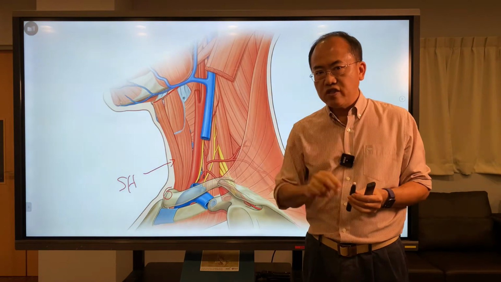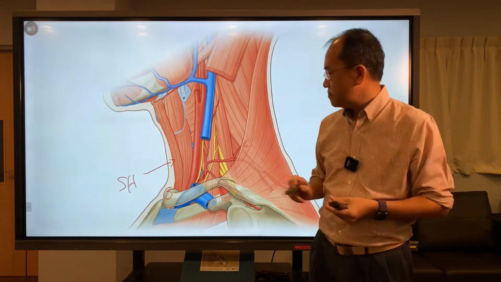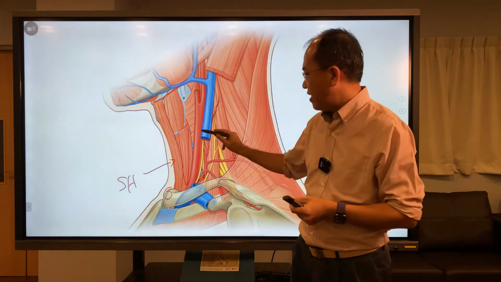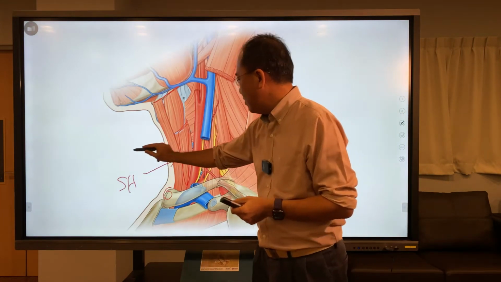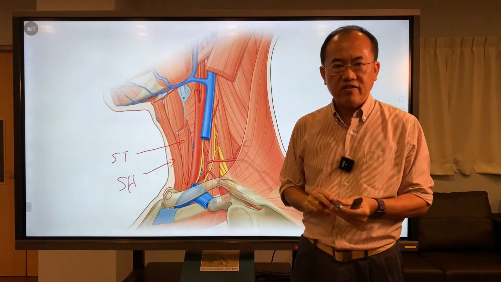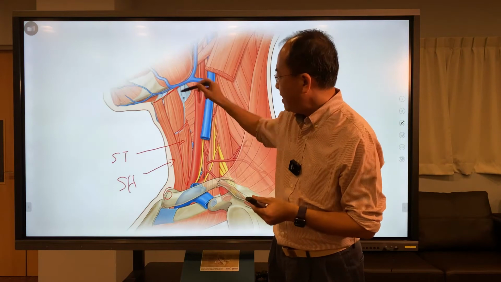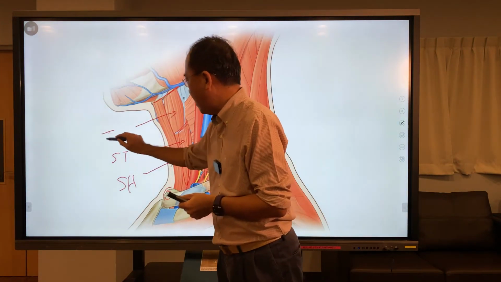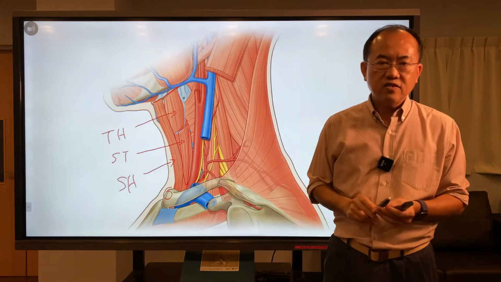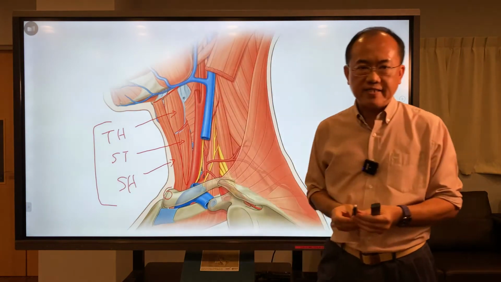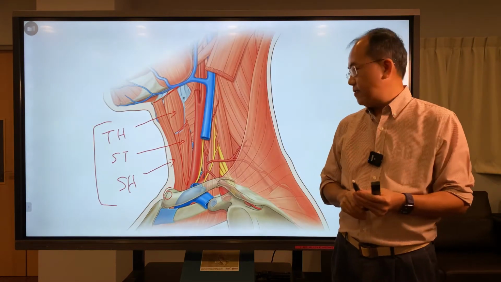Then we can see the two deep muscles of the strap. This is one muscle running from the sternum to the thyroid cartilage. This is the thyroid cartilage. What would you call this? Sternothyroid, very good. And from the thyroid cartilage up to the hyoid bone, excellent, the thyrohyoid muscle. So together with omohyoid, they make up the strap muscles.